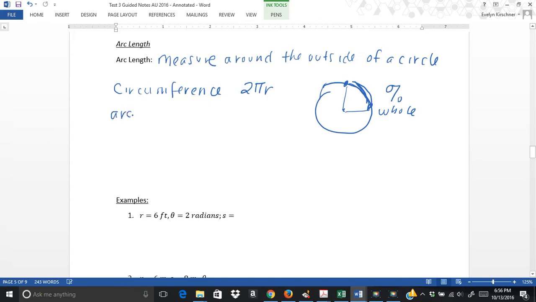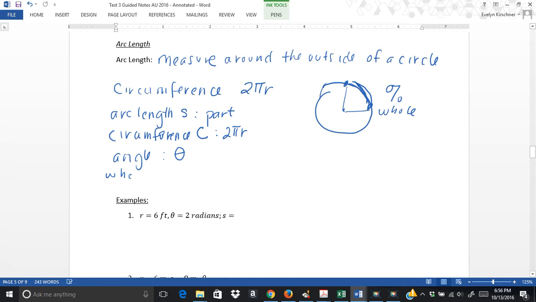We have the arc length, which we denote as S, and that's the part of the circle. We have the circumference, which we denote by C, and we know that's 2 pi r. Then we have the angle that it covers, and that's theta, and then we have the whole, and that's 2 pi radians. You can do it in degrees, but we're going to be working in radians right now. Just remember that it's 360 degrees, and then your angle would have to be in degrees as well. So if your angle's in degrees, you could use 360, or you can convert it to radians.